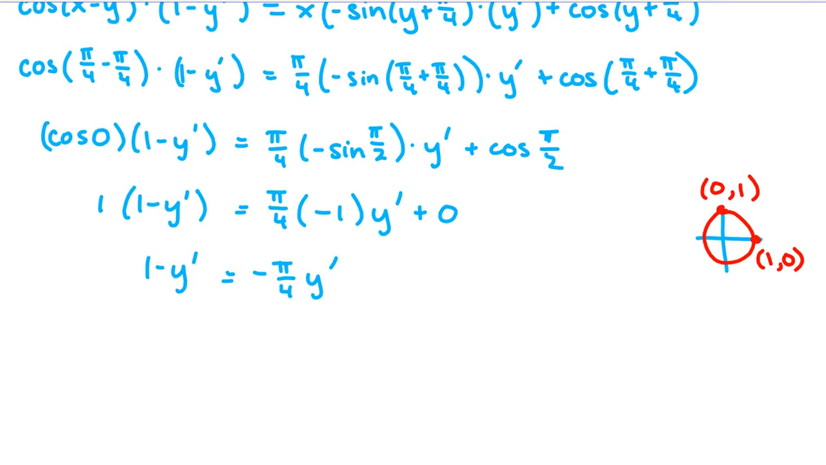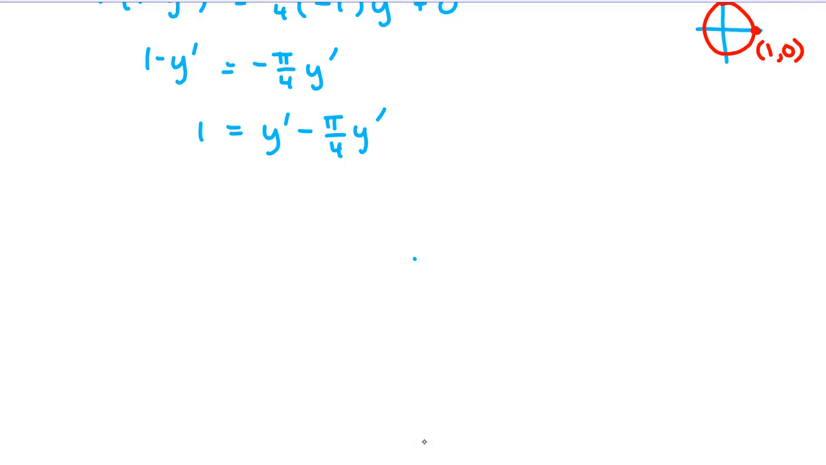Okay, let's gather our y primes together on one side. So I'm going to add y prime to both sides. So we have y prime minus pi over 4 y prime. So this is not going to be the nicest looking number you've ever seen. Okay, let's factor y prime out of both terms. So we have 1 equals y prime times 1 minus pi over 4.